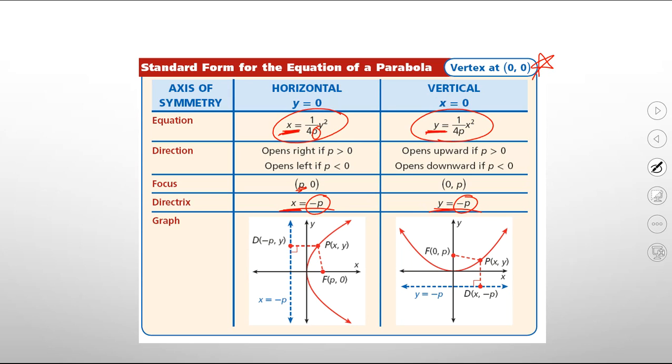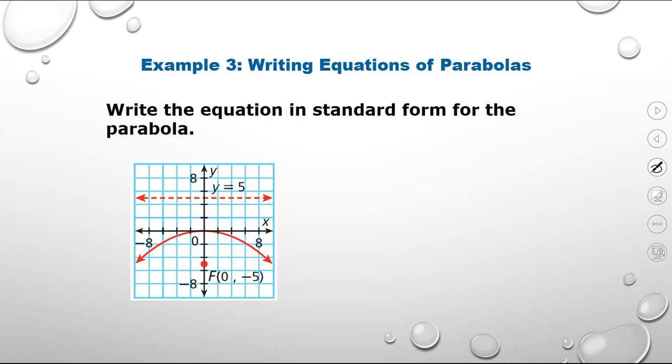If we're given the focus, the distance we're going to use is as a positive value. If it gives us a directrix, we're going to use that as a negative value. All right? So you'll see what I mean when we try a few of these problems out. So write the equation in standard form for the parabola.